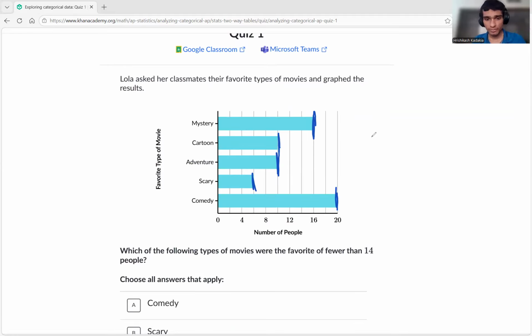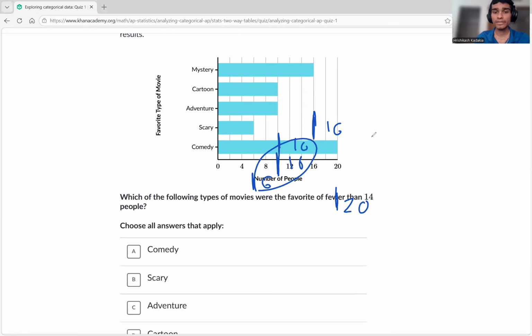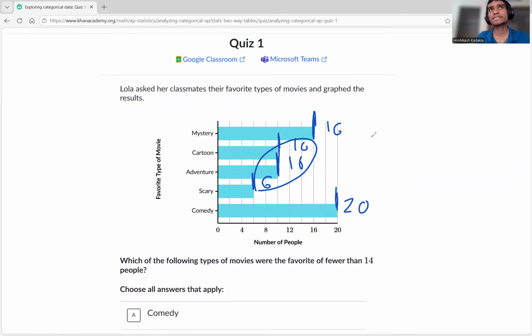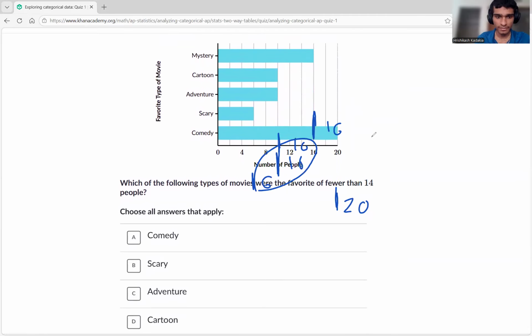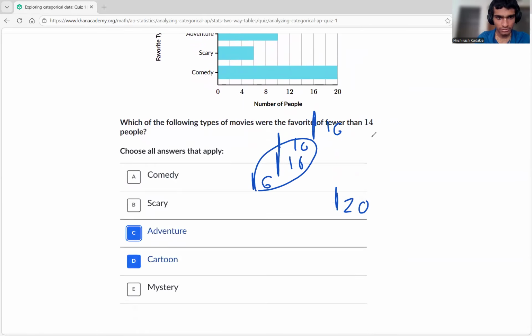Okay. Which of the following types of movies were the favorite of fewer than 14 people? For this case, we need to see which were less than 14. So if you see here, 20 like comedy. Scary is loved by 6. Adventure and cartoon are both 10. Mystery is about 16. So basically only three of them: cartoon, adventure, scary. Those are the three that are less than 14. The other ones are more. 20 and 16 are more than 14. 6, 10, and 10 are less. So cartoon, adventure, scary.